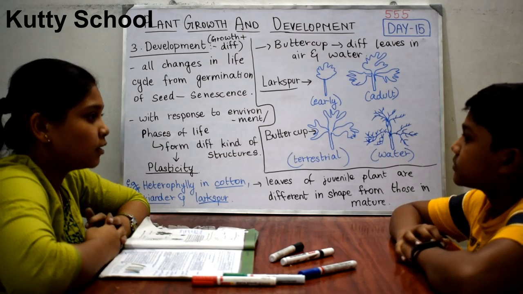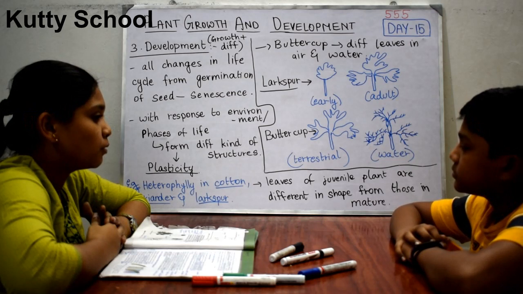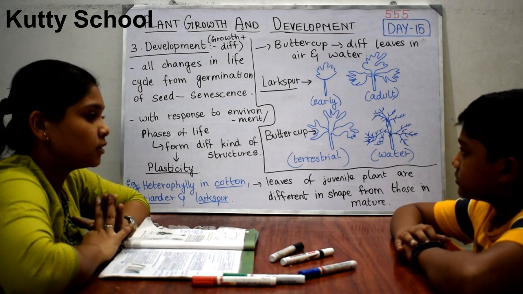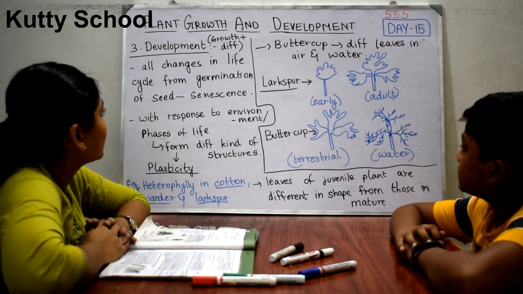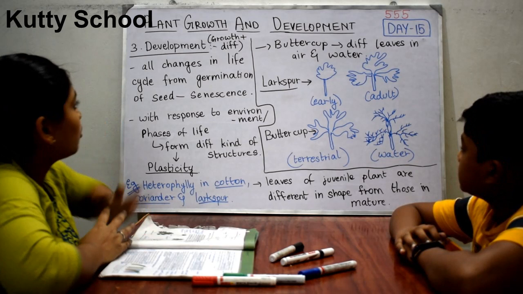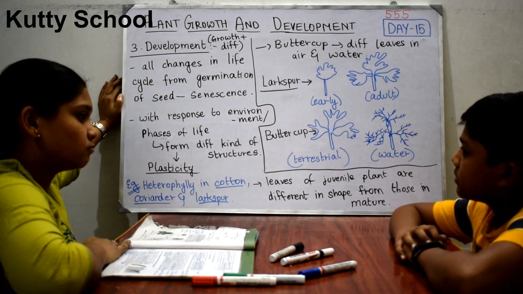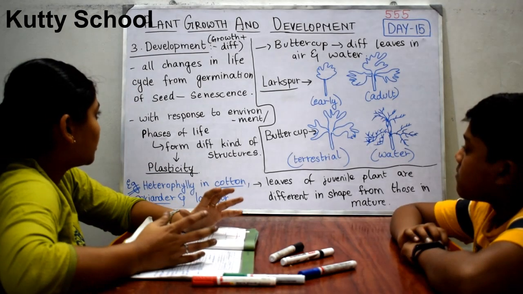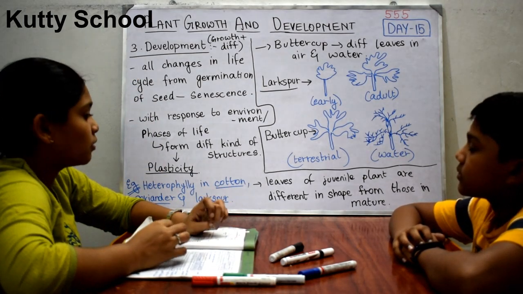Now we are coming to the third topic, which is development. Development in plants. What are the stages of development, and what structural differences does a plant undergo, we are going to see here. So development is nothing but all changes in the life cycle from germination of the seed to senescence, to when it becomes old. This lifespan of plants is known as development.